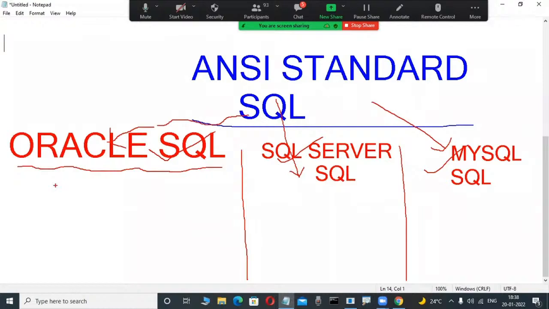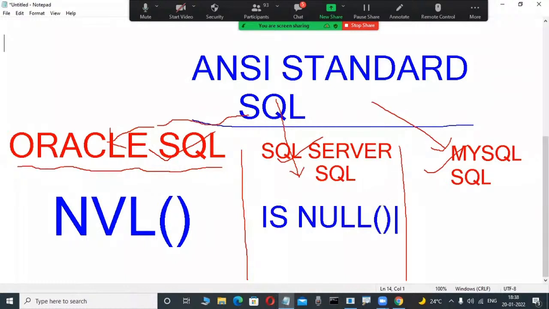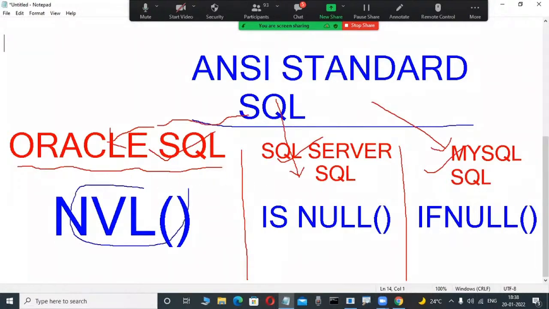And functions are also different. Suppose for handling null values, on the Oracle side NVL is a function. But if I use the same function in SQL Server, does it work? No, not working. Why? Because that is a different language. In SQL Server, ISNULL is the function we use for handling null values, since arithmetic operations performed on null values again become null. In MySQL, if I copy the same function and paste it, it is not working; IFNULL is used instead for handling null values in arithmetic operations in a project. That's why functions are totally different.